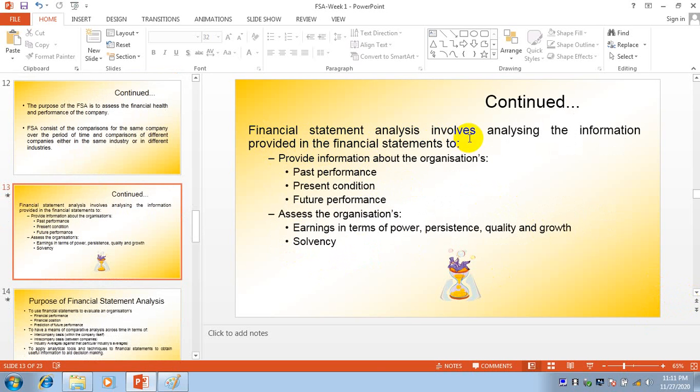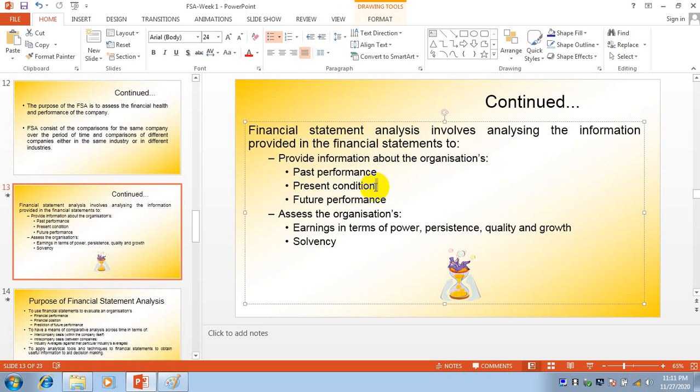Financial statement analysis involves analyzing the information provided in the financial statements to provide information about the organization's past performance, present condition, and future performance. On the basis of financial statement analysis, you can check your past performance, you can analyze your present condition, and you can predict the future performance.